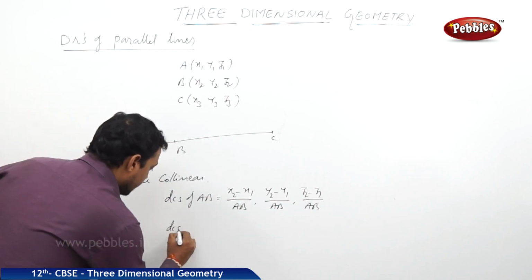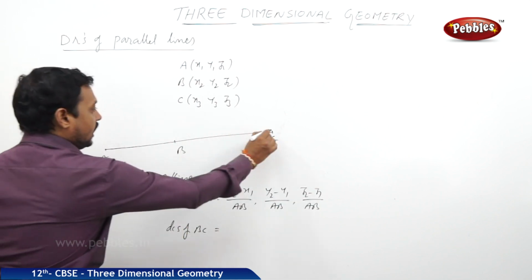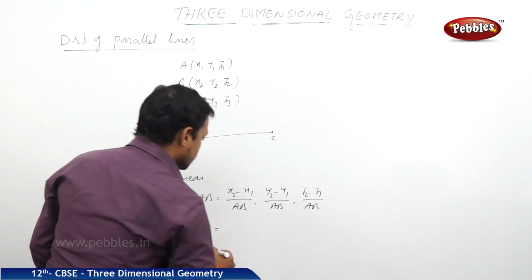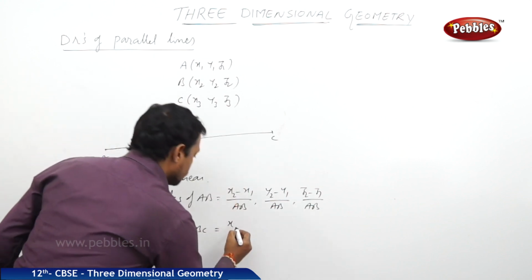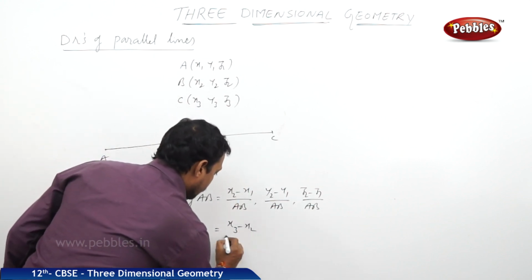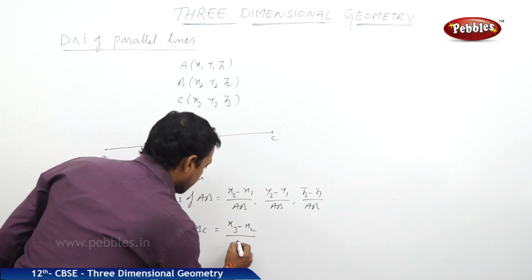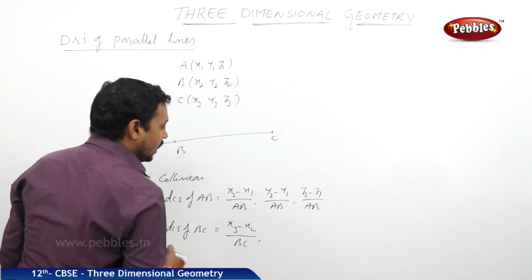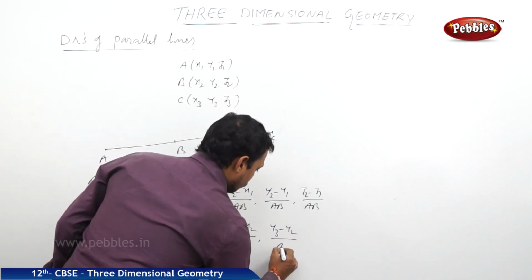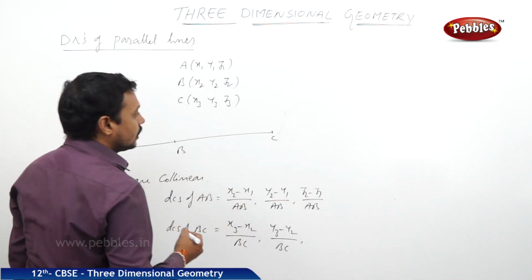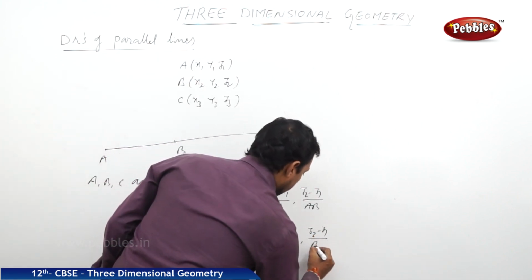Now the DCs of the other segment, the line BC, are x3 minus x2 by BC, and y3 minus y2 by BC, comma, z3 minus z2 by BC.